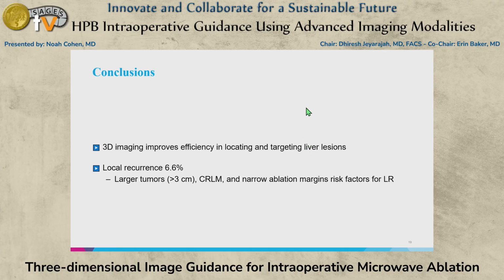To conclude, 3D imaging with the limited data available does seem to improve efficiency in locating and targeting liver lesions. And in real-time clinical use, local recurrences as low as 6%. And with larger tumors, colorectal liver mets, and narrow ablation margins, certainly a risk factor for local recurrence.